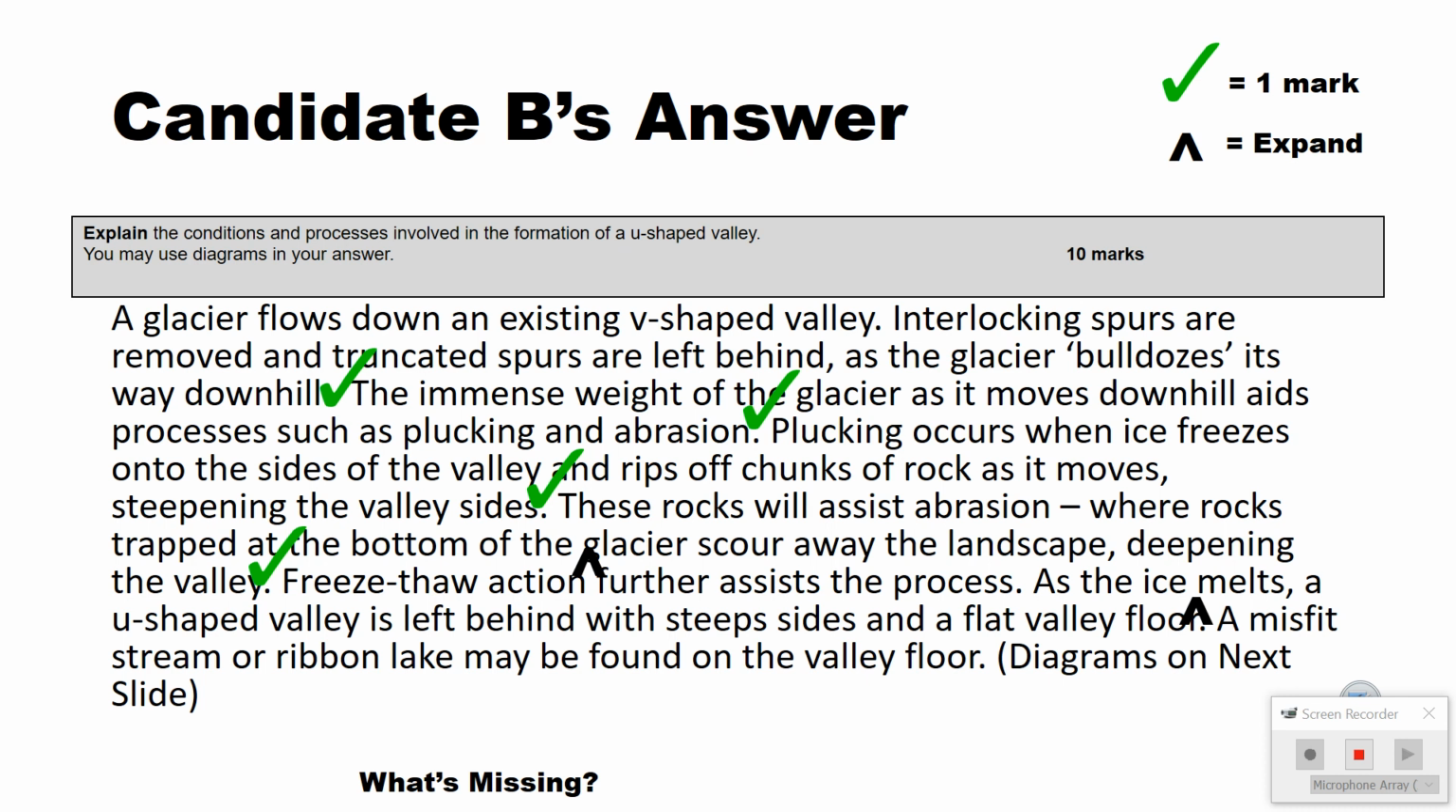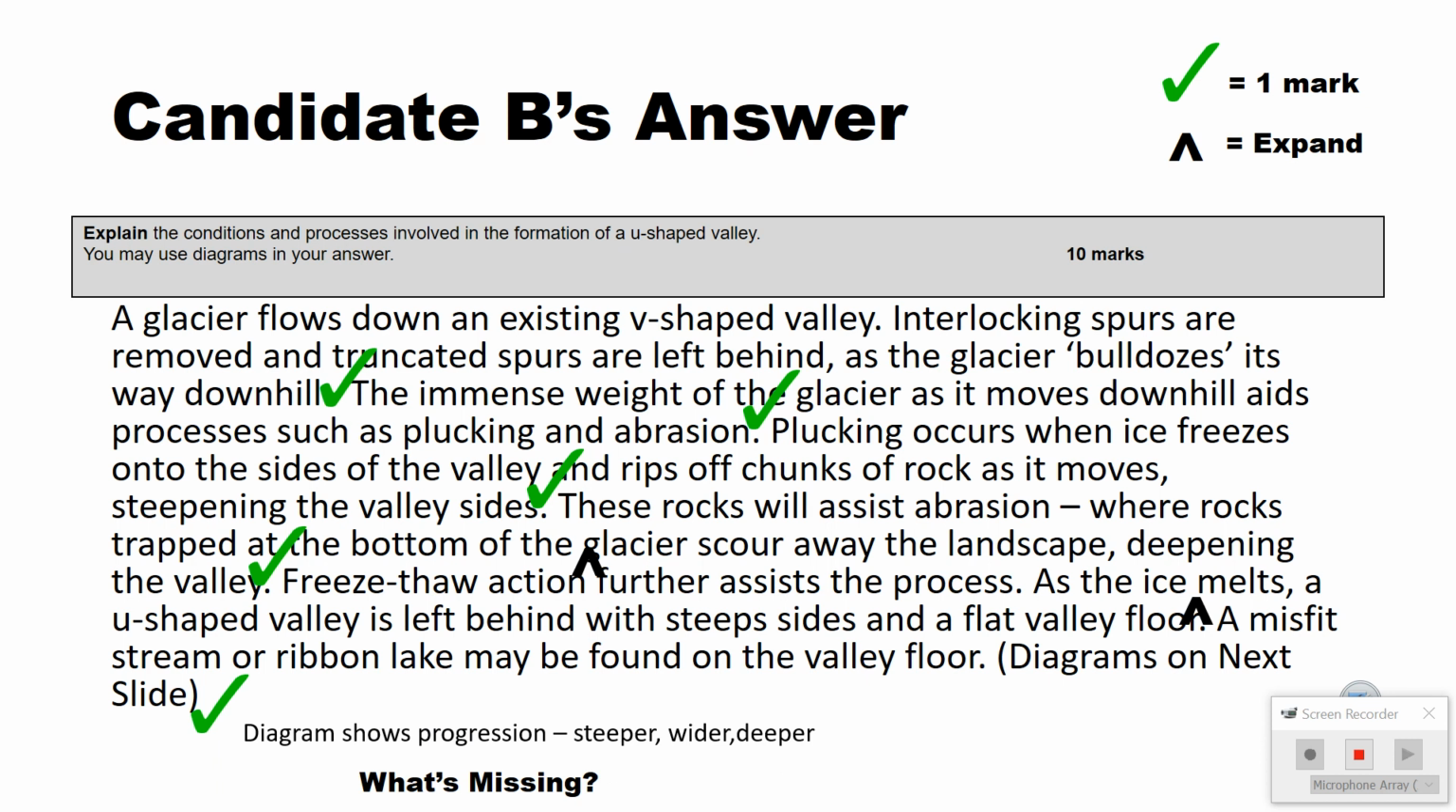As the ice melts, U-shaped valleys are left behind with steep sides and a flat valley floor. They just need to expand a little bit more and maybe talk about the fact that it straightens and widens the valley floor. So it straightens the valley overall and it widens it, and that would have been a better way of putting that to get them a mark. A misfit stream or ribbon lake can be left behind. Yes, but generally not always, so I've given a mark there simply for that because the diagram shows with their progression that it gets steeper, wider and deeper, and I'll show you a diagram on the next slide in a second.